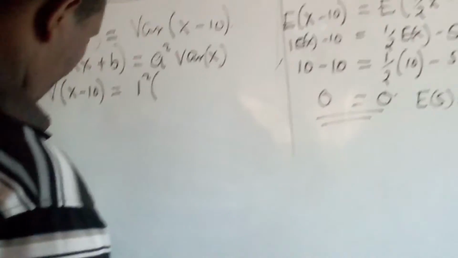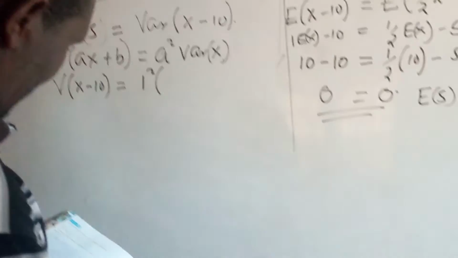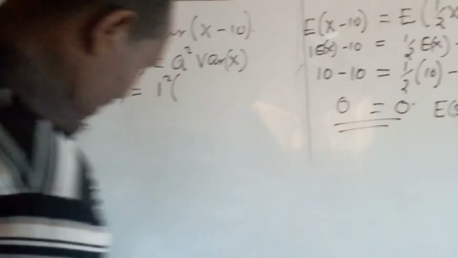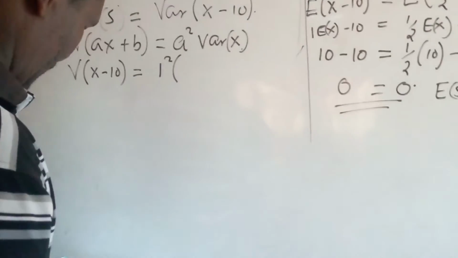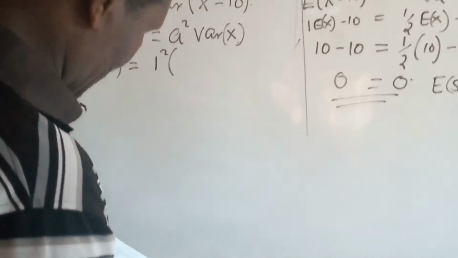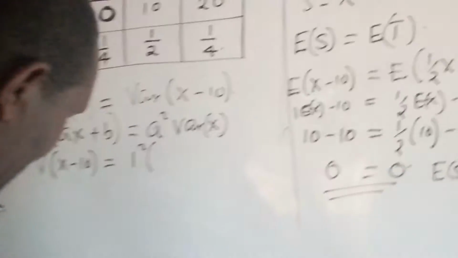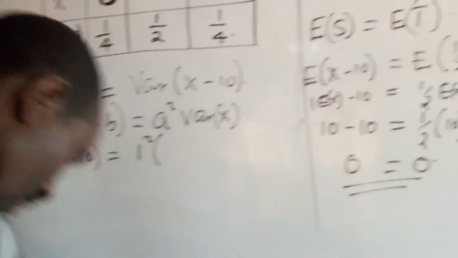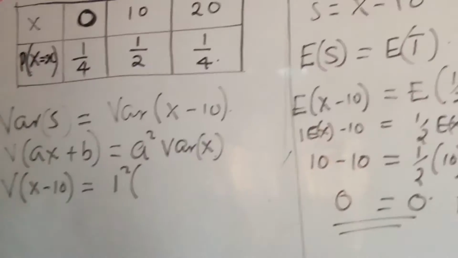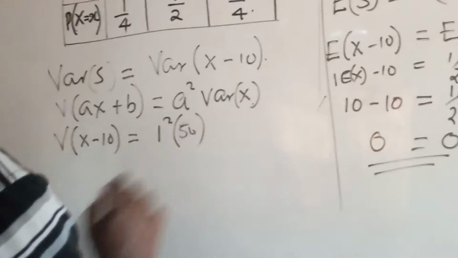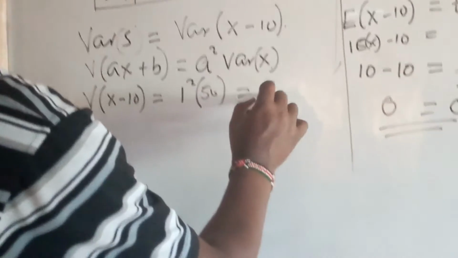whereby we have found the variance of x in part A, and it was supposed to be 50. The variance of x, as far as we are concerned in part A, is supposed to be 50, yes. And in this case, it's supposed to be var of x, which is 50. So 50 times 1, which is 50.